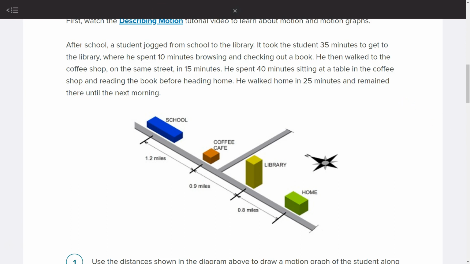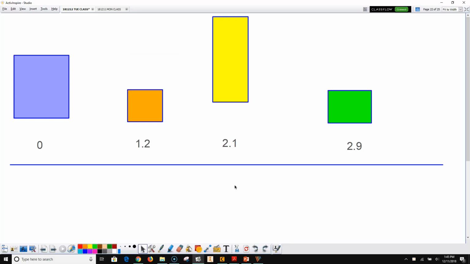Notice right here that it has this diagram and it shows the distances between each building. So I would suggest you take this and turn it into a diagram that you can examine the problem with. So I would draw something like this. I have the school, the coffee shop, the library, and the home. And I also noted that the school is at the origin, and then 1.2 miles is the coffee shop, and 2.1 miles is where the library is. And from the school, it is 2.9 miles to the house.